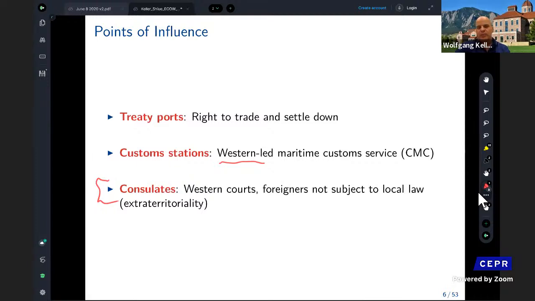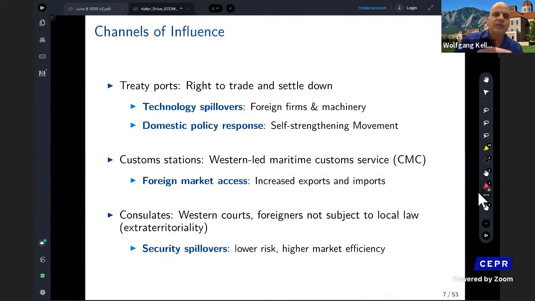And why that mattered, perhaps, is the fact that foreigners were not subject to local Chinese law, but they were subject to the laws of their country of origin, which is called extraterritoriality. And the first court of instance was typically the consular court, with the consul actually as the judge, although some foreign countries had also trained dedicated officials, not the consul. But the first court essentially was the consular court, and for that reason, this mattered. We're going to try to understand in particular also the channels of influence and how that might have happened.